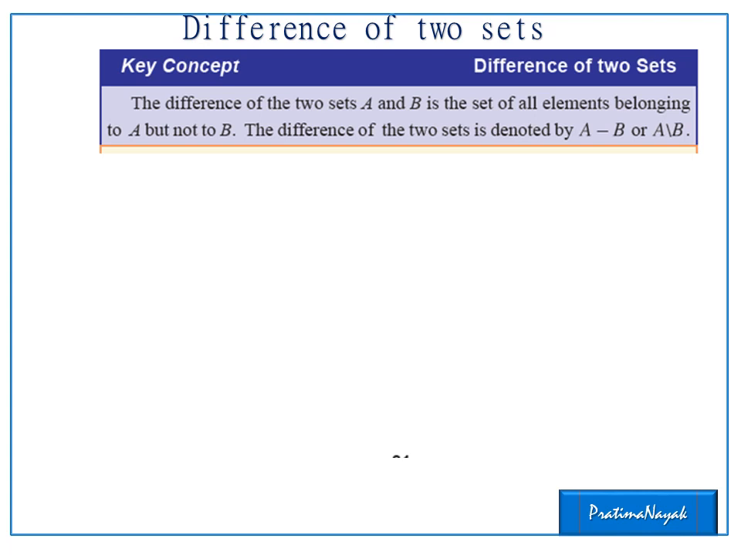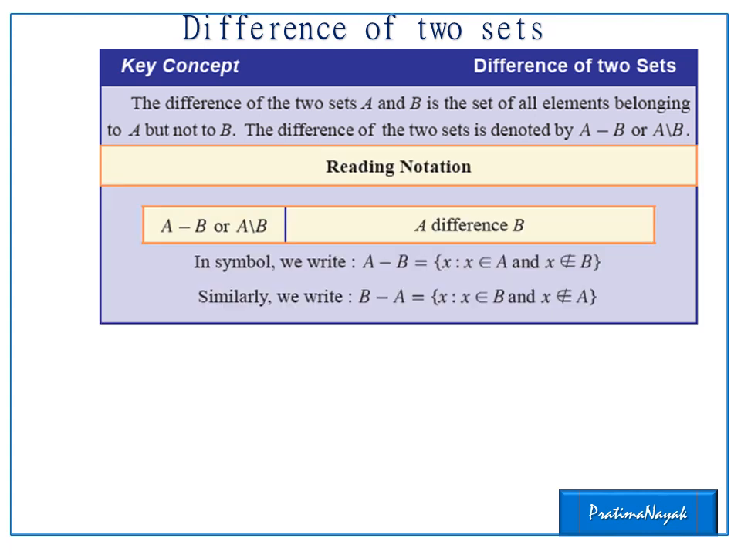Next operation is difference. The difference of two sets A and B is the set of all elements belonging to A but not to B. The difference of the two sets is denoted by A minus B or A slash B. So A minus B is the set of all x, x belongs to A and x does not belong to B. Similarly, if we take difference of B and A, it will be denoted by B minus A. It is the set of all x, x belongs to B but x does not belong to A.